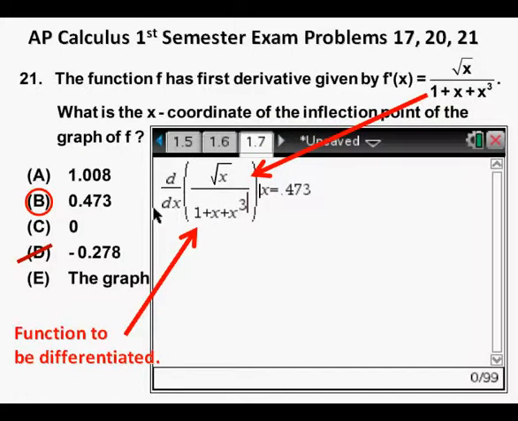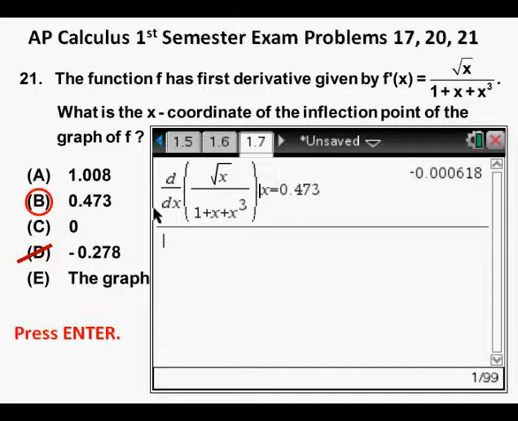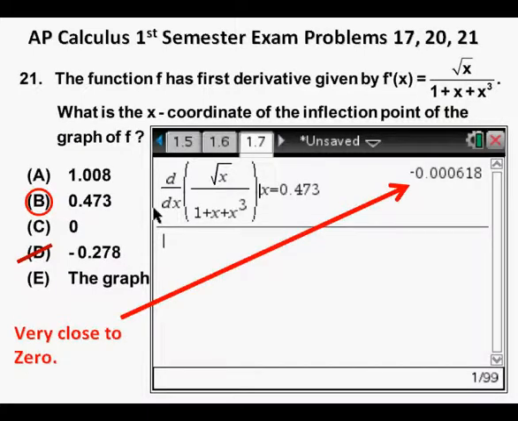Press enter. We get negative 0.000618 down in the 10,000th place, very close to 0, which confirms our correct answer B.